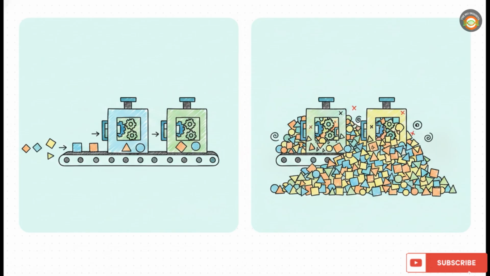Down at low concentrations of substrate, we have first-order kinetics. Here, there are plenty of free empty machines. If you add just a little more raw material, the velocity increases linearly. It's highly responsive. But as we keep dumping in substrate, we eventually hit zero-order kinetics. This is the saturation point. Now, every single machine is maxed out.